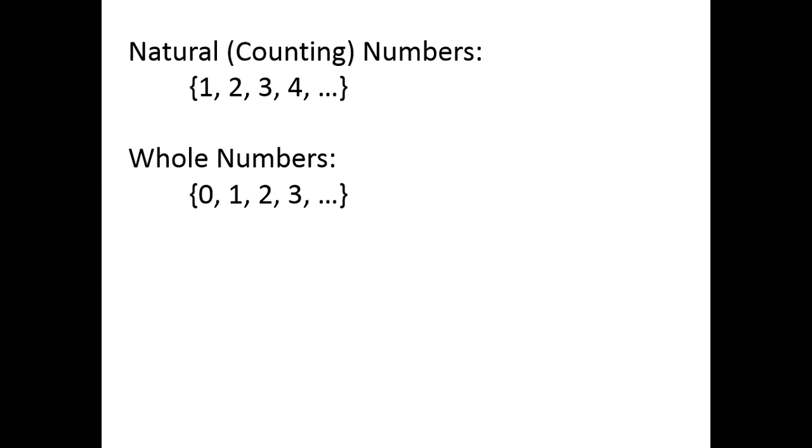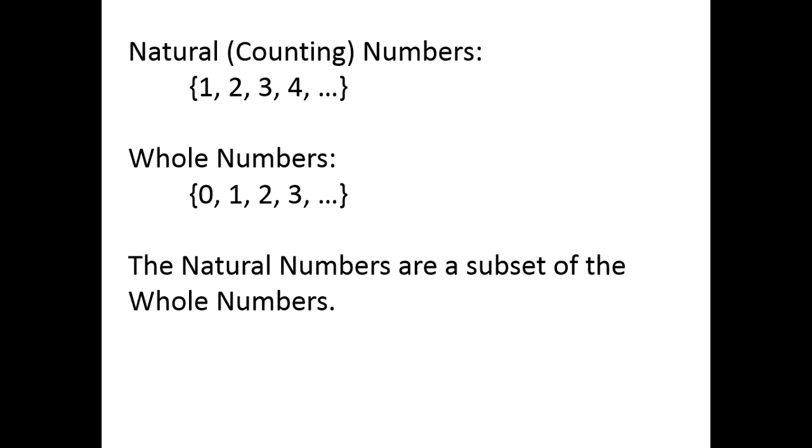Now we know as adults that there are many other numbers apart from whole numbers. There are negative numbers that would be included with the integers. There are fractions that would be included with the rational numbers. There are irrational numbers, things like the square root of 2. We're going to pretend that we do not know about those numbers at this point. So our world of numbers at this point is just going to be these whole numbers. You might think about the fact that the natural numbers are a subset of the whole numbers. So if a number is a natural number, it is also a whole number.